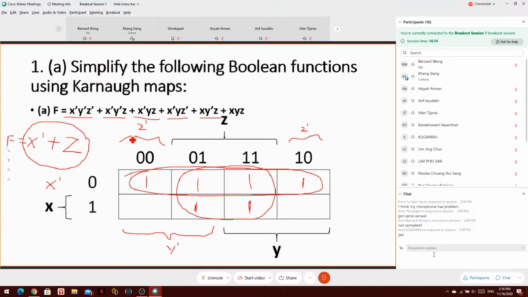Any problem on question 1? For those who got it wrong just now, maybe you need to group the bigger one. Although there's an overlap here, it's acceptable because you have something that is not overlapped yet, so you can group the non-overlapping and overlapping things together. Okay, good, no problem. Then go to the next one.